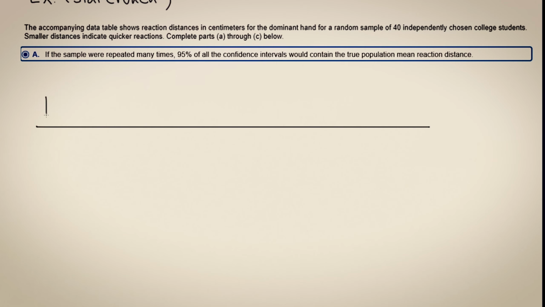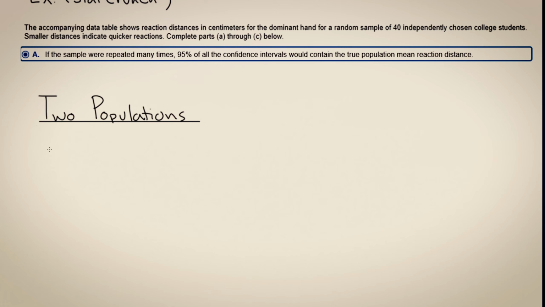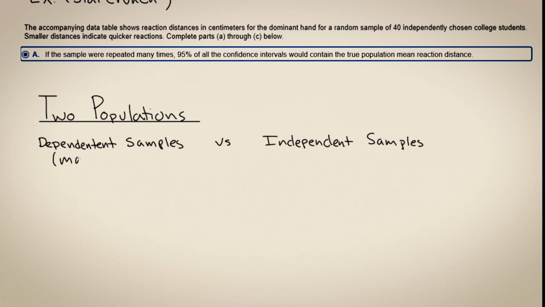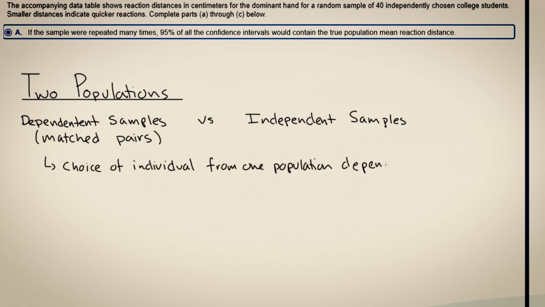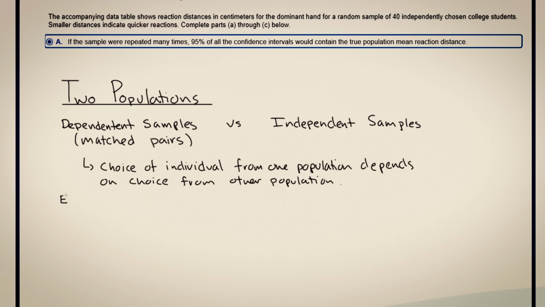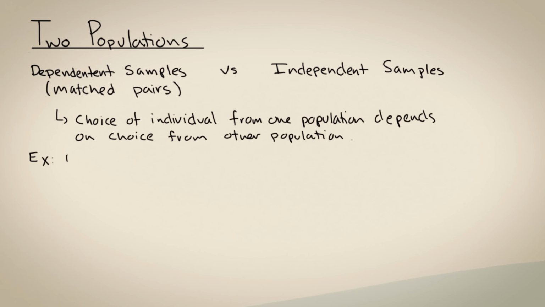Yay. When you're sampling for 2 population means, there's 2 different ways to do that. One of them is called dependent samples, and one of them is called independent samples. Sometimes there's a natural way to pair the data points from 2 different samples together. And if you can do this, you should, because in general, dependent sampling is a stronger kind of statistics than independent sampling.